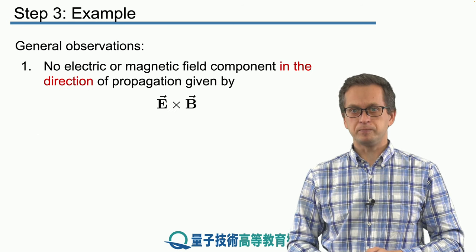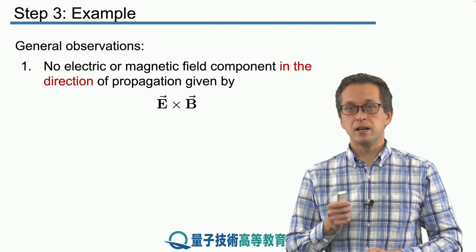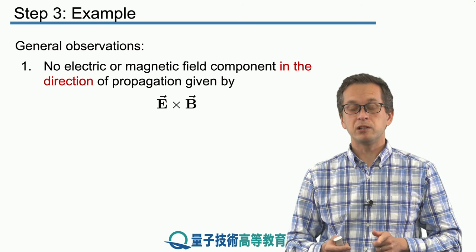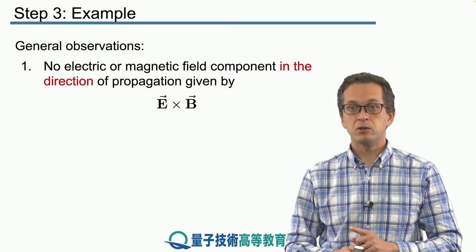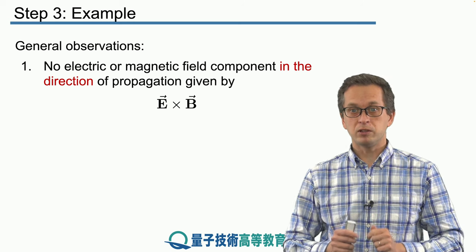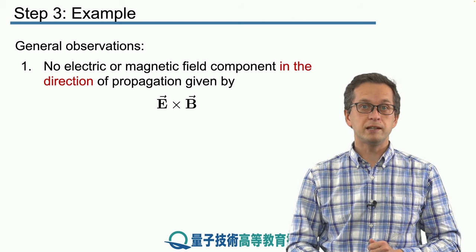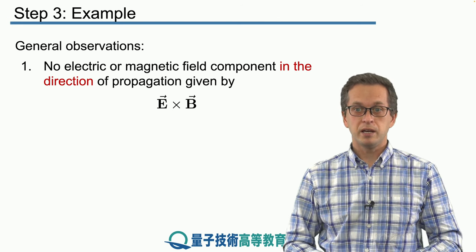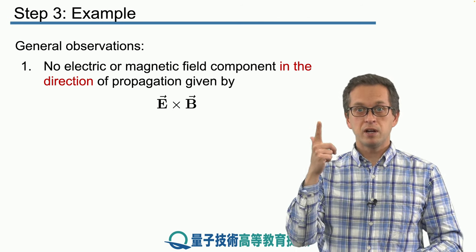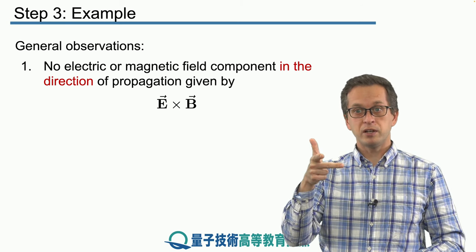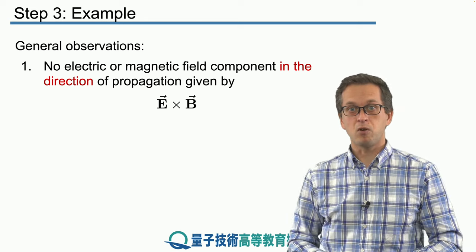So let's list them. One, the electric field and the magnetic field are always perpendicular to the direction of travel. They don't have any field components along that direction. And the direction of travel is given by the cross product between the electric field and the magnetic field. In particular, if you point your index finger in the direction of the electric field, B is then your middle finger, the thumb will give you the direction of travel.